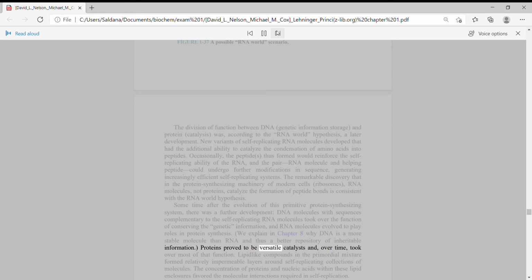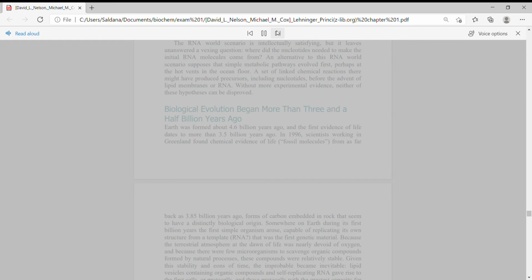Proteins proved to be versatile catalysts and, over time, took over most of that function. Lipid-like compounds in the primordial mixture formed relatively impermeable layers around self-replicating collections of molecules. The concentration of proteins and nucleic acids within these lipid enclosures favored the molecular interactions required in self-replication. The RNA World scenario is intellectually satisfying, but it leaves unanswered a vexing question: where did the nucleotides needed to make the initial RNA molecules come from?